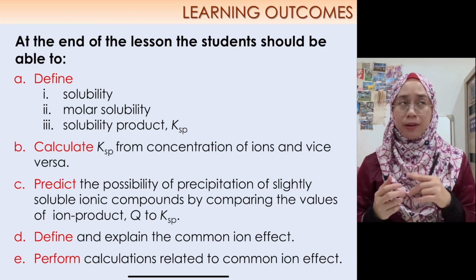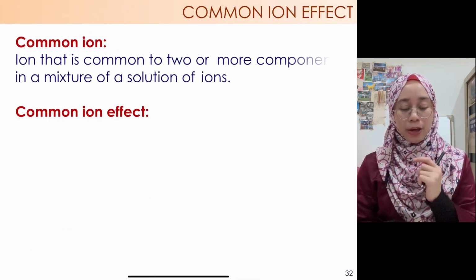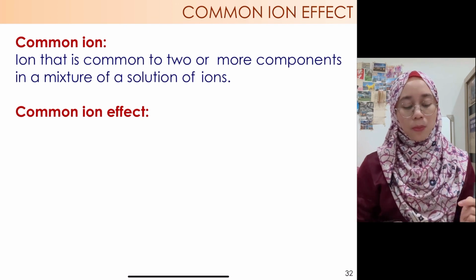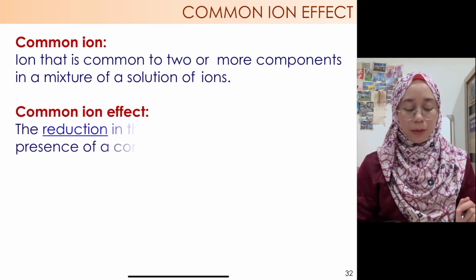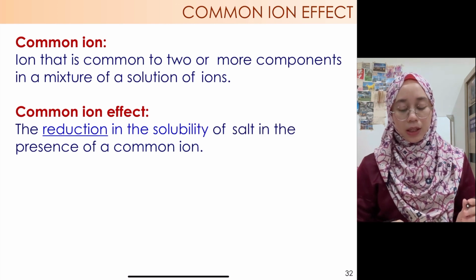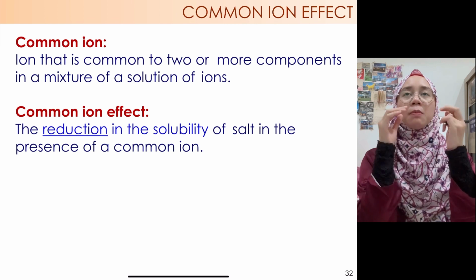So common ion effect I think is quite straightforward maksud dia dekat sini. So common ion is an ion that is common to two or more components in a mixture of a solution of ions. And then common ion effect pula, the reduction in the solubility of salt in the presence of common ion. Okay, so apa maksud dia ni?